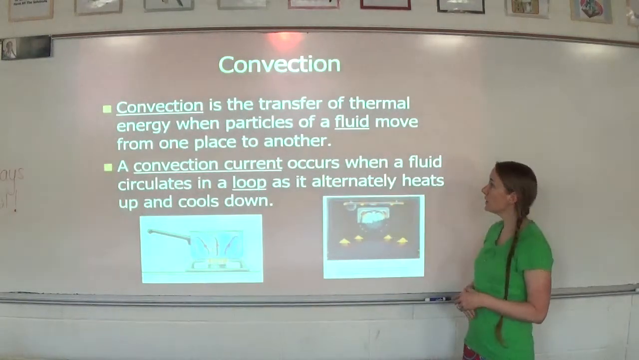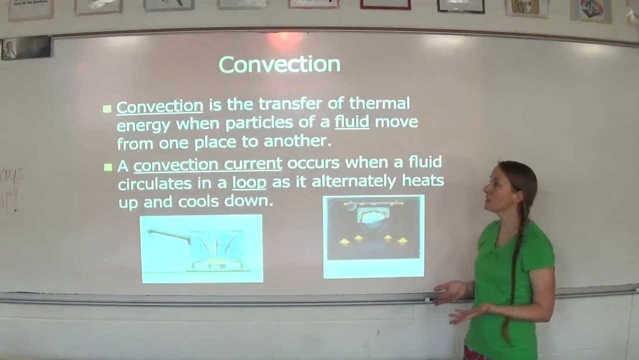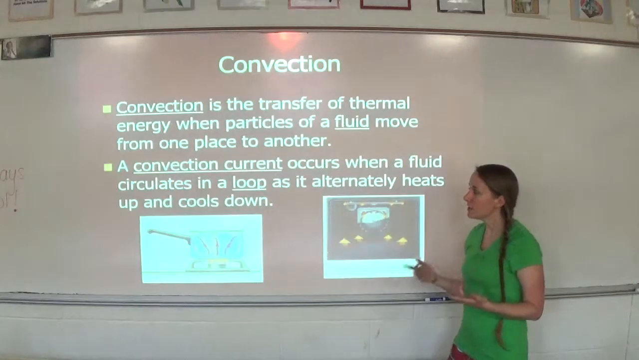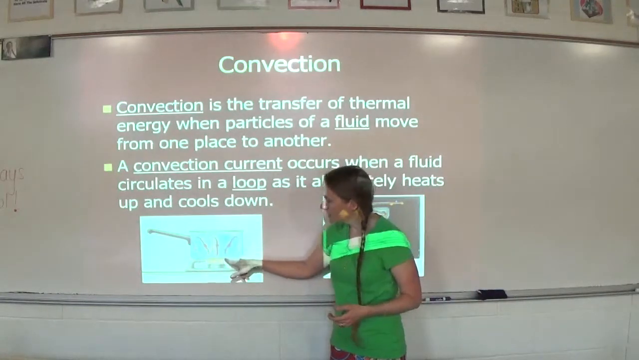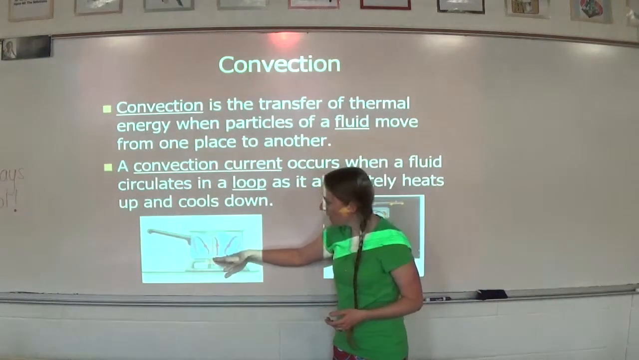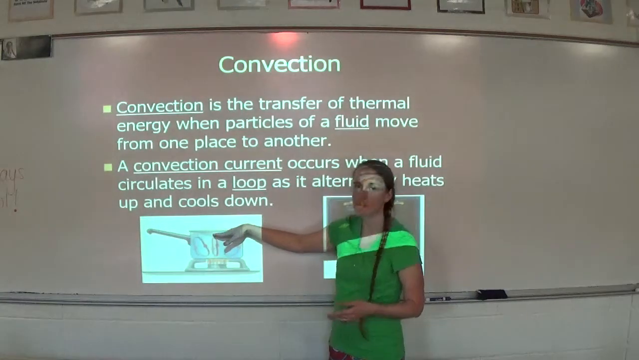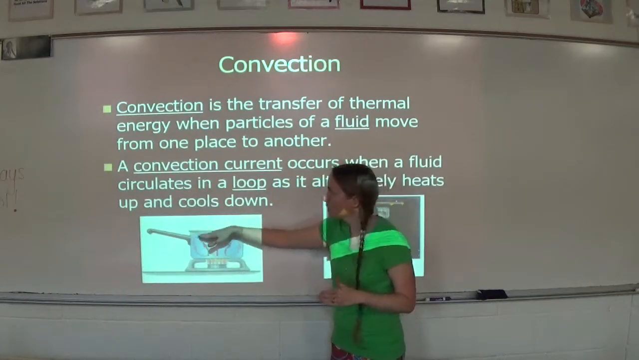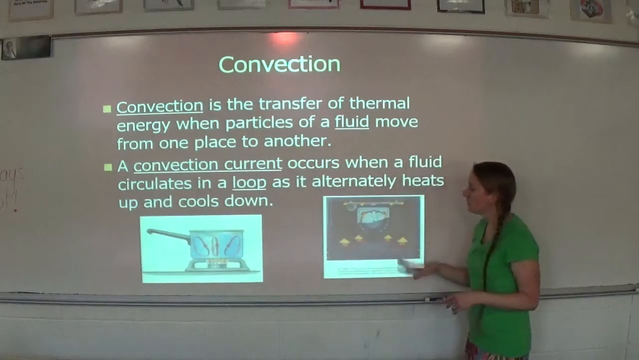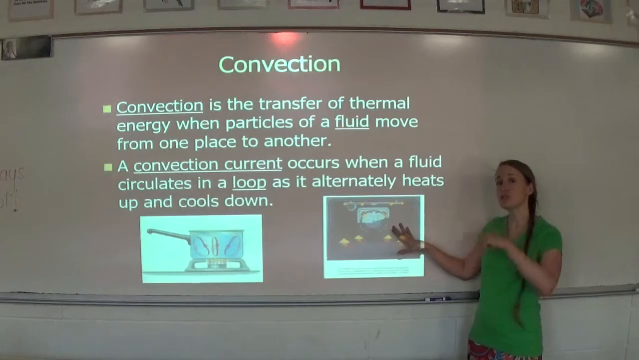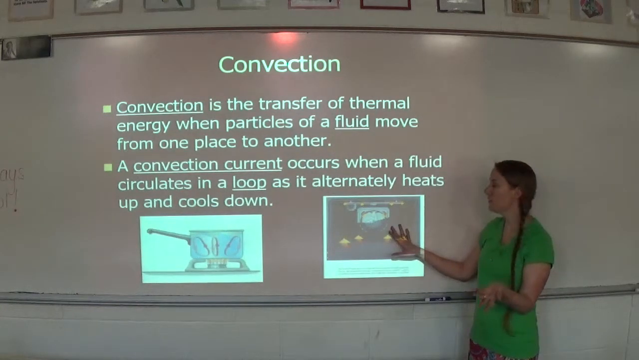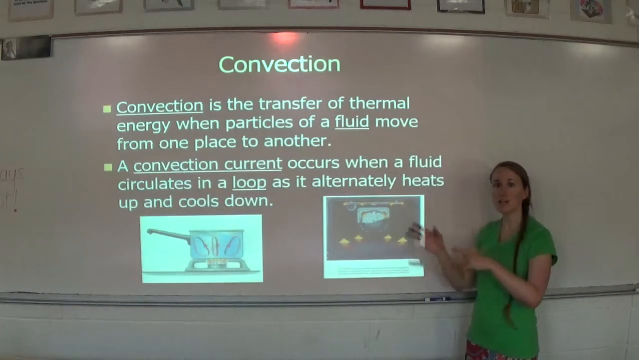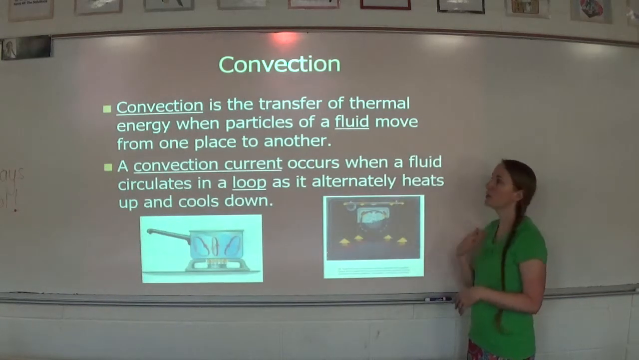A convection current occurs when a fluid circulates in a loop as it alternately heats up and cools down. Like when you're heating water, it's going to be hottest at the bottom, and then that hot liquid is going to rise to the surface, but because it gets away from the heat, it's going to cool, so it'll go back down, and that's what's called a convection current. Convection ovens work the same way. Of course, the fluid is air inside an oven. Remember, gases are also fluids, not just liquids. So it circulates the air, so you have that alternate hot and cold air rotating.